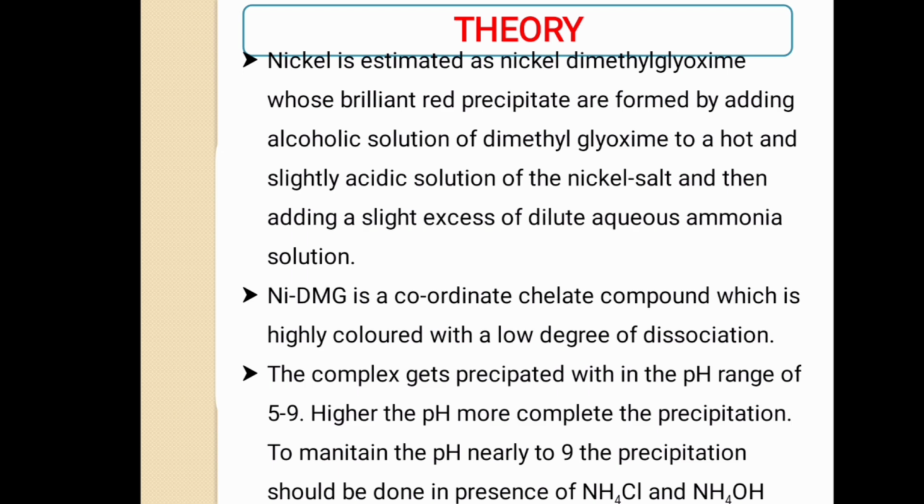The complex gets precipitated within a pH range of 5 to 9. Higher the pH, more complete the precipitation. To maintain the pH nearly to 9, the precipitation should be done in presence of ammonium chloride and ammonium hydroxide.